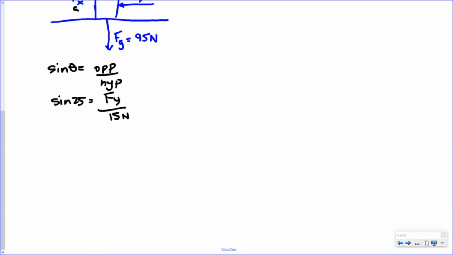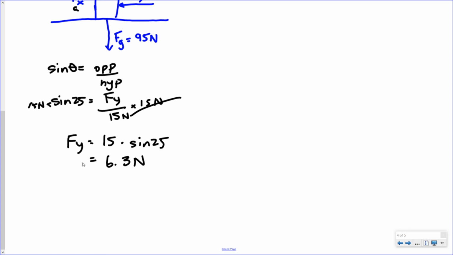I just need to give myself a little bit more space here. If we rearrange this, we multiply by 15 newtons on this side and multiply by 15 newtons over here. So we have that Fy is 15 times the sine of 25. Make sure your calculator is in degree mode because that's what we're working with, and you should get 6.3 newtons.